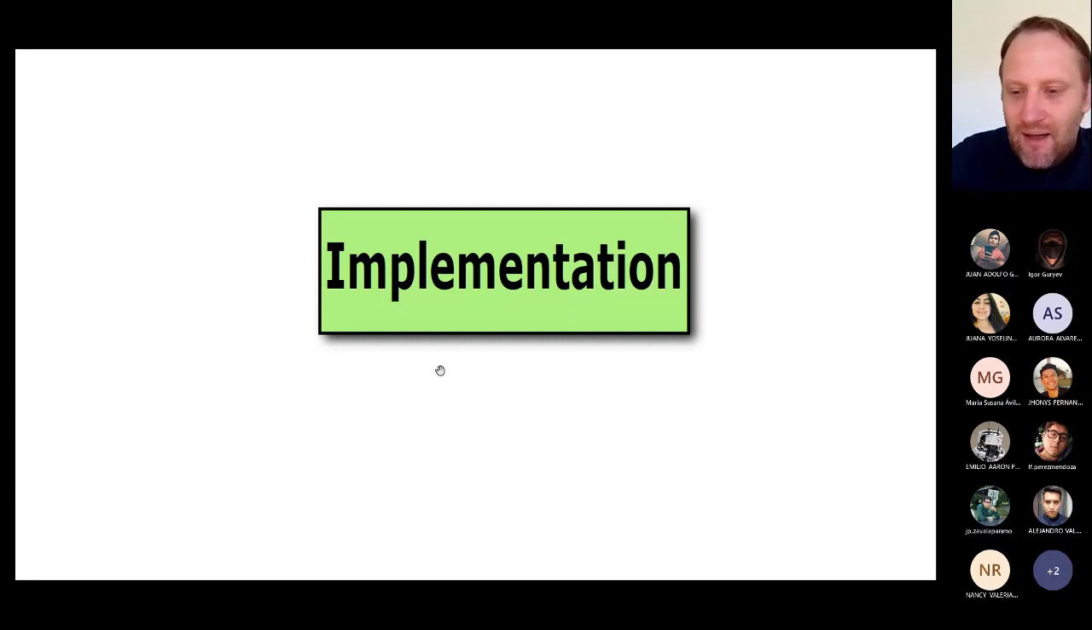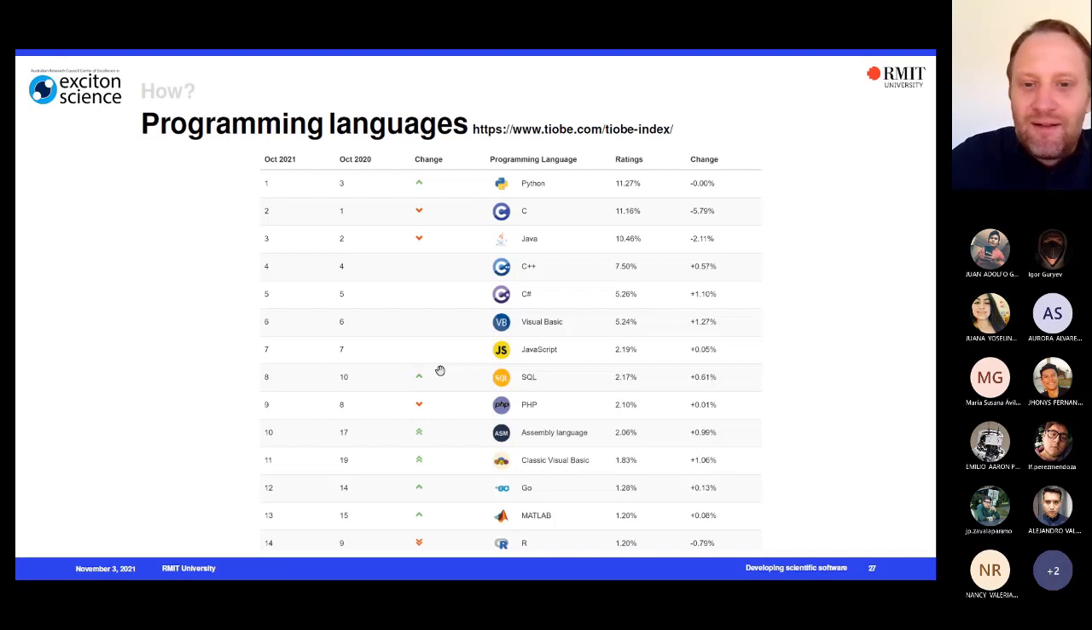Okay, now finally we are getting to the interesting part. Let's implement this. How we should implement this. The first step is to choose a programming language. Here is the popularity of programming languages. We see that Python is number one. Then go C, Java, C++, JavaScript, and so on and so forth.